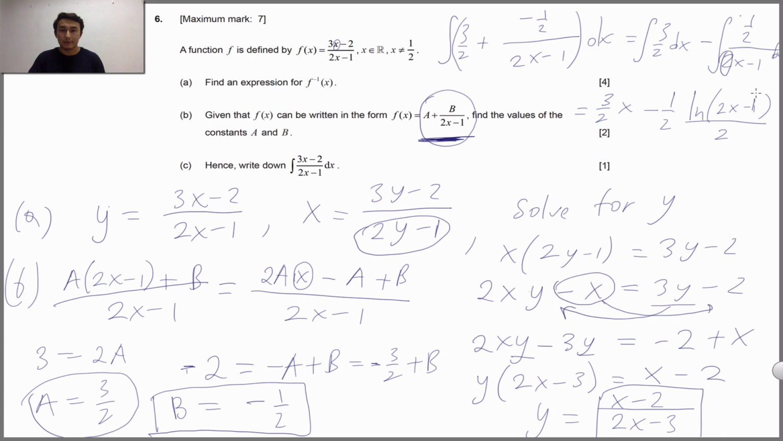I'll explain this if you have questions, so you can comment down below if this is not clear. So finally, and then there's plus constant as well, so finally it becomes 3 over 2 x minus natural logarithm of 2x minus 1, and then 2 times 2 becomes 4, plus constant, right?